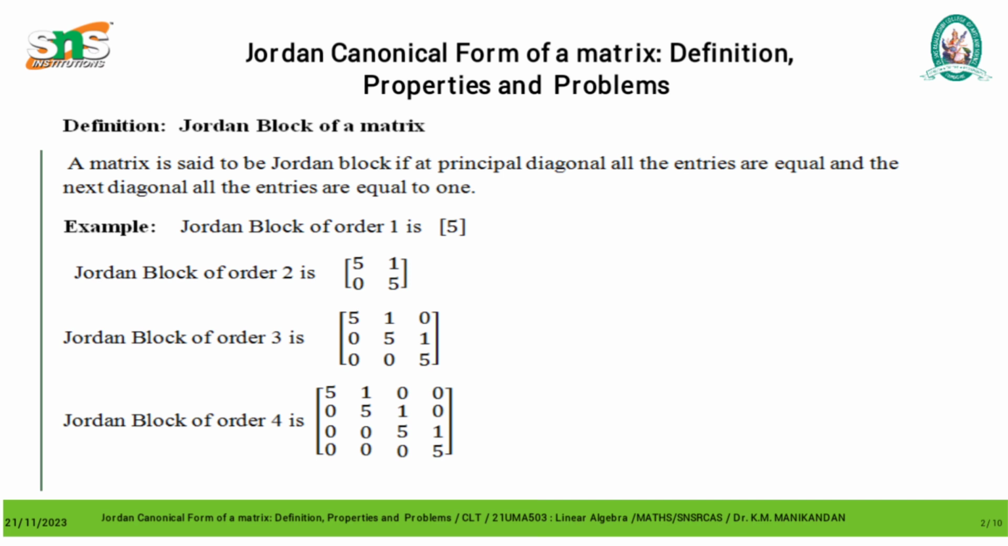Similarly, we have written the Jordan block of order 3. The diagonal entries are equal to 5 and the elements above the diagonal entries are equal to 1. Therefore, we have written the Jordan block of order 3. And similarly for the Jordan block of order 4, all the entries in the diagonal are equal to 5 and the entries above the diagonal elements are equal to 1, which are called super diagonal elements. So therefore, this is the basic definition of a Jordan block.